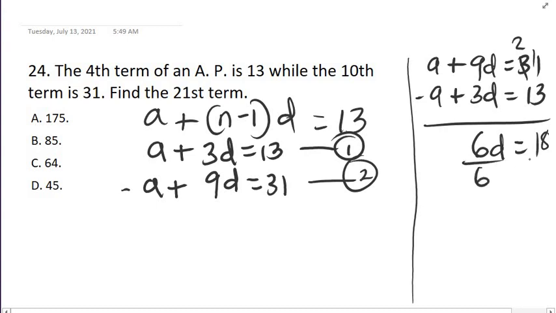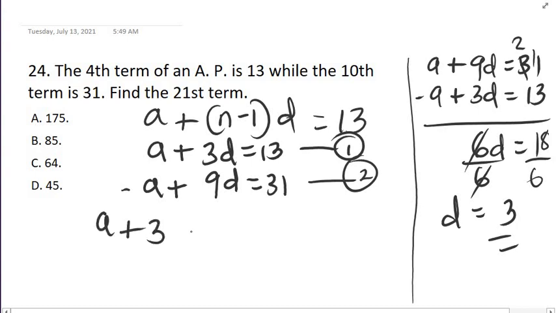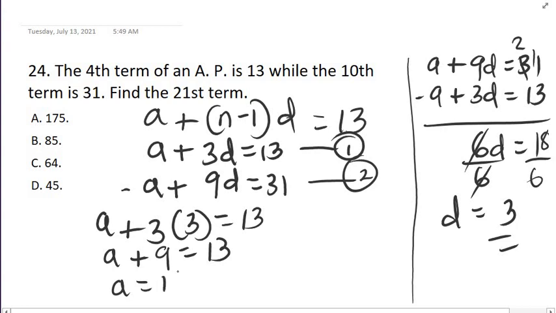To get d, divide both sides by 6, 6 cancels 6. d will give me 18 divided by 6, 3. I have d now, the difference. Now that I have the difference, we can go back to equation 1 or 2. So let's start from equation 1, where A plus 3d is 13. A plus 3, instead of d I'm going to put 3, equals 13. A plus 3 times 3, 9, equals 13. Move 9 to the other side, so A is 4.